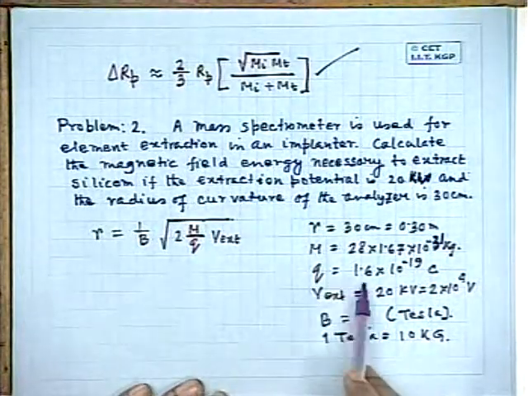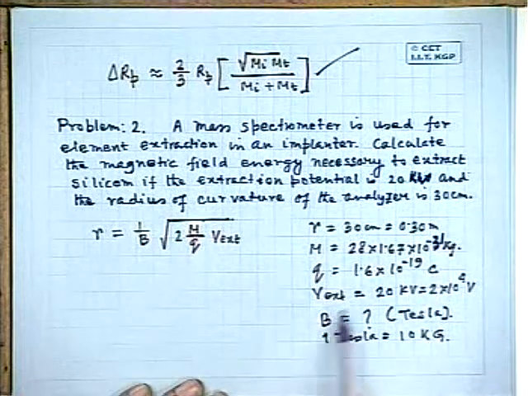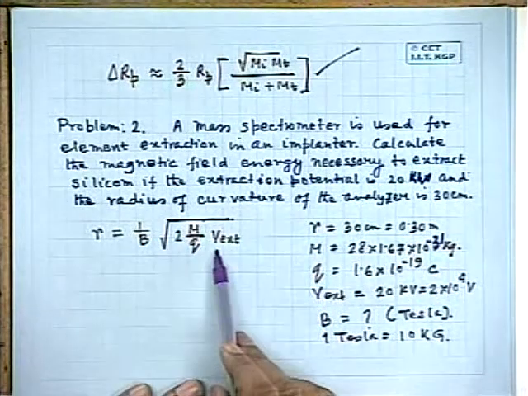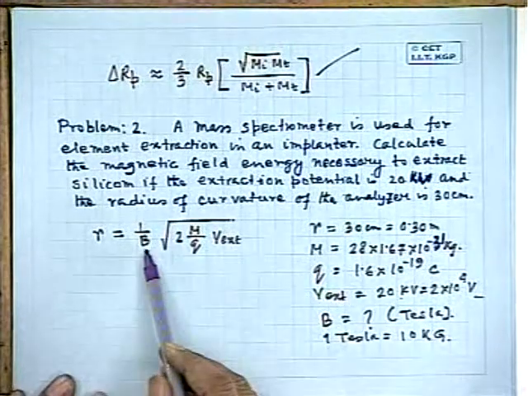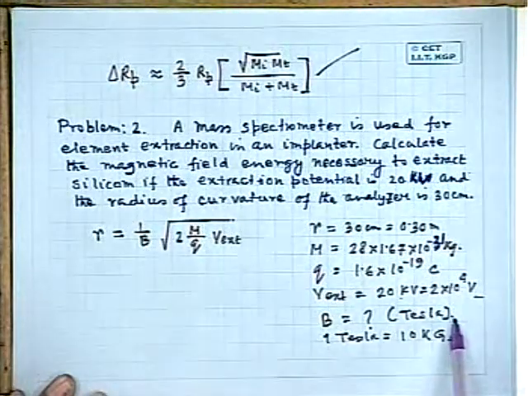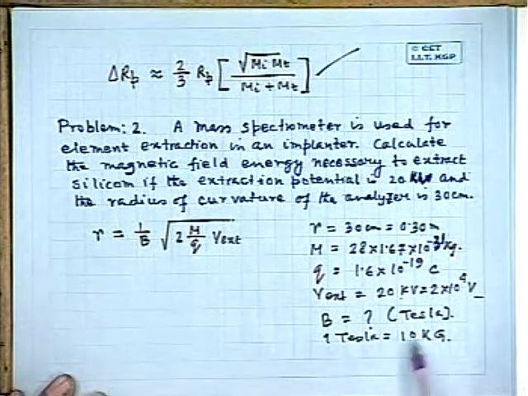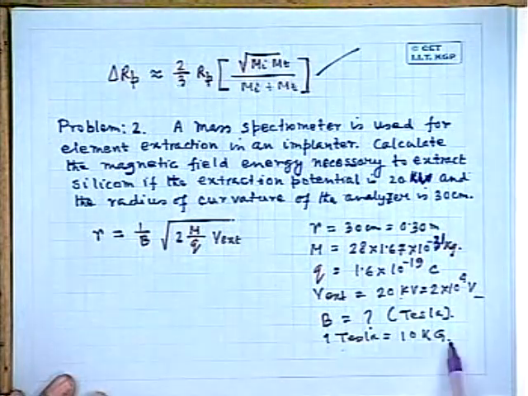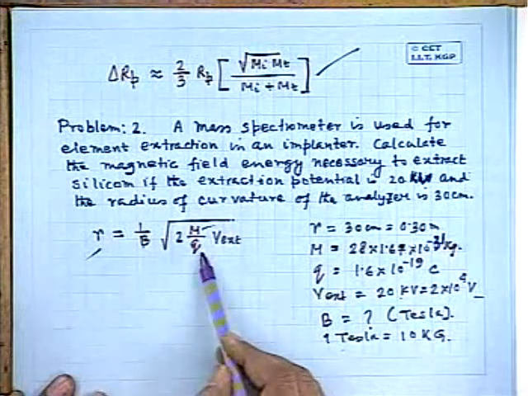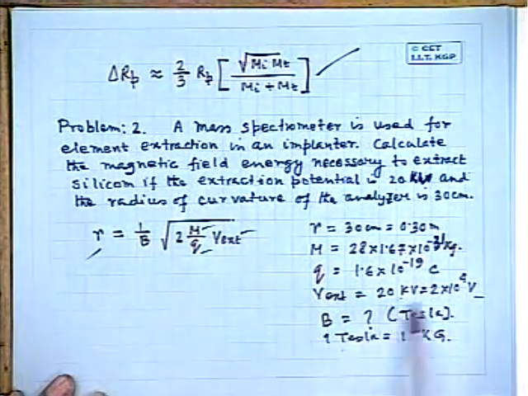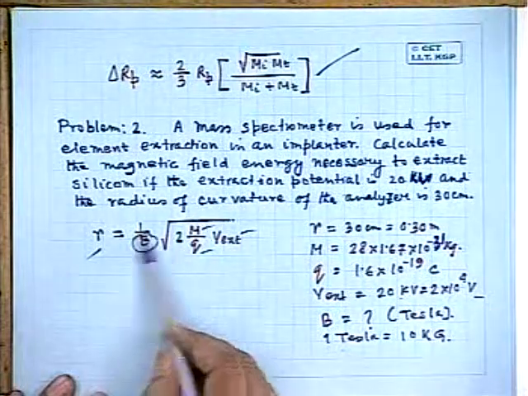Q is equal to 1.6 into 10 to the minus 19 coulomb, and the extraction potential is 20 kilovolt. Then what is the value of B? You have to find it. And B will come in Tesla, and you have to convert it into kilogauss. 1 Tesla is equal to 10 kilogauss. So here you see R is given, M is given, Q is given, V external is 20 kilovolt. You can easily calculate B, the magnetic field.